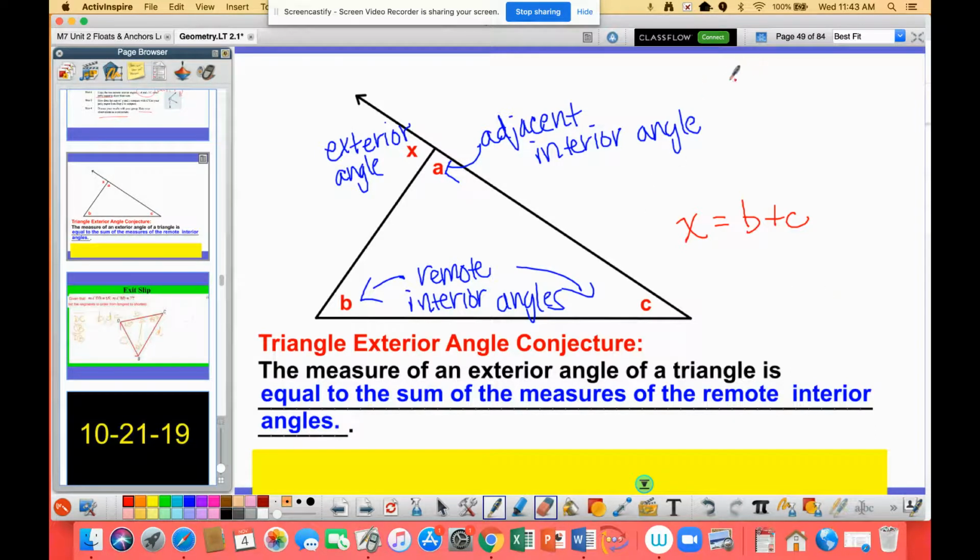So let's think about if we had B plus C plus A equals 180, and X plus A equals 180. Then that means we have A and A here, right? And 180 and 180 here. That means B plus C has to be equal to X. So it makes sense, right?